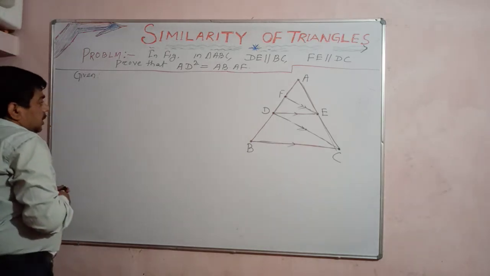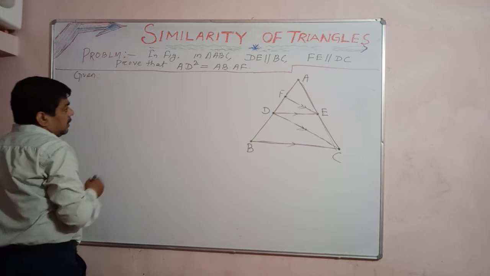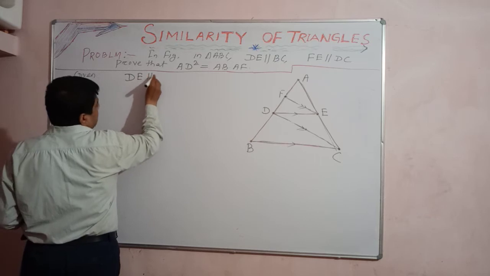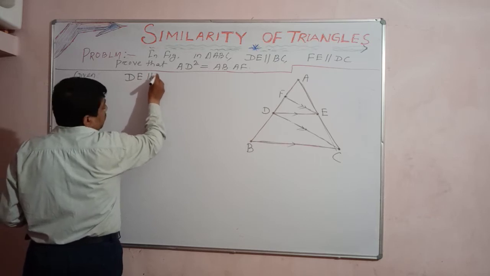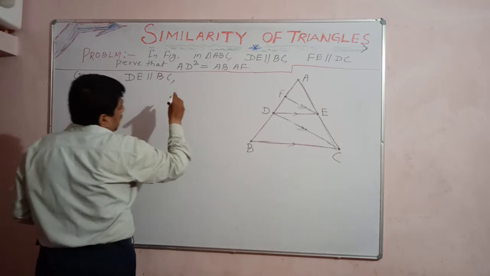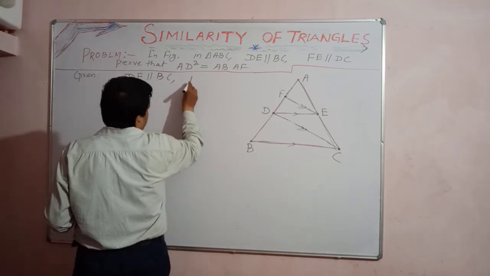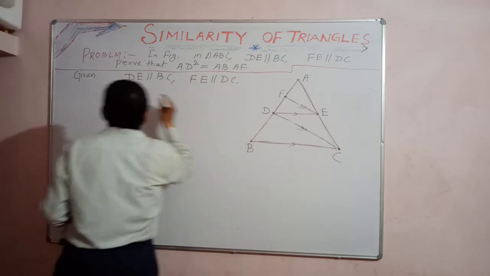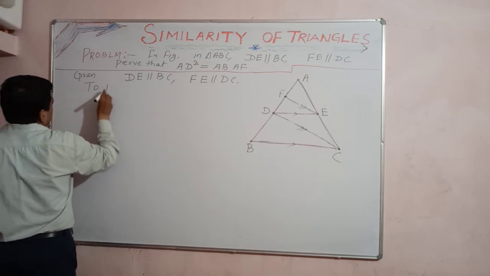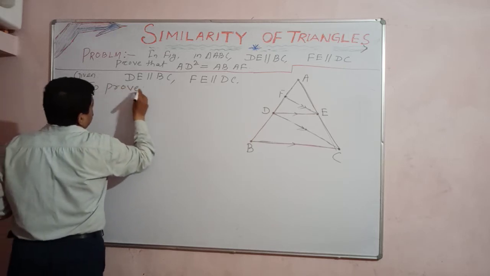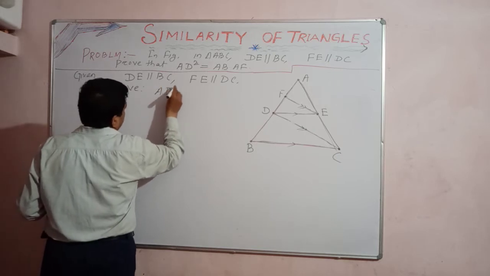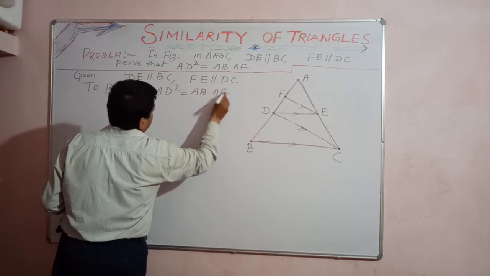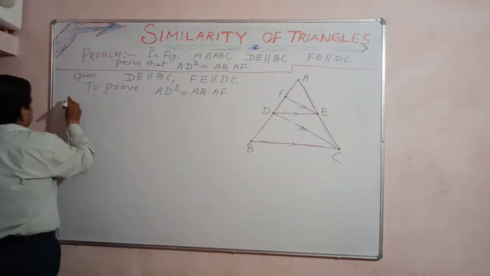So let's write this question. What is given in this question? Same thing I am writing here. DE is parallel to BC in the triangle ABC, and another given: FE is parallel to DC. And we have to prove that AD square is equal to AB into AF. Right. Let's prove.